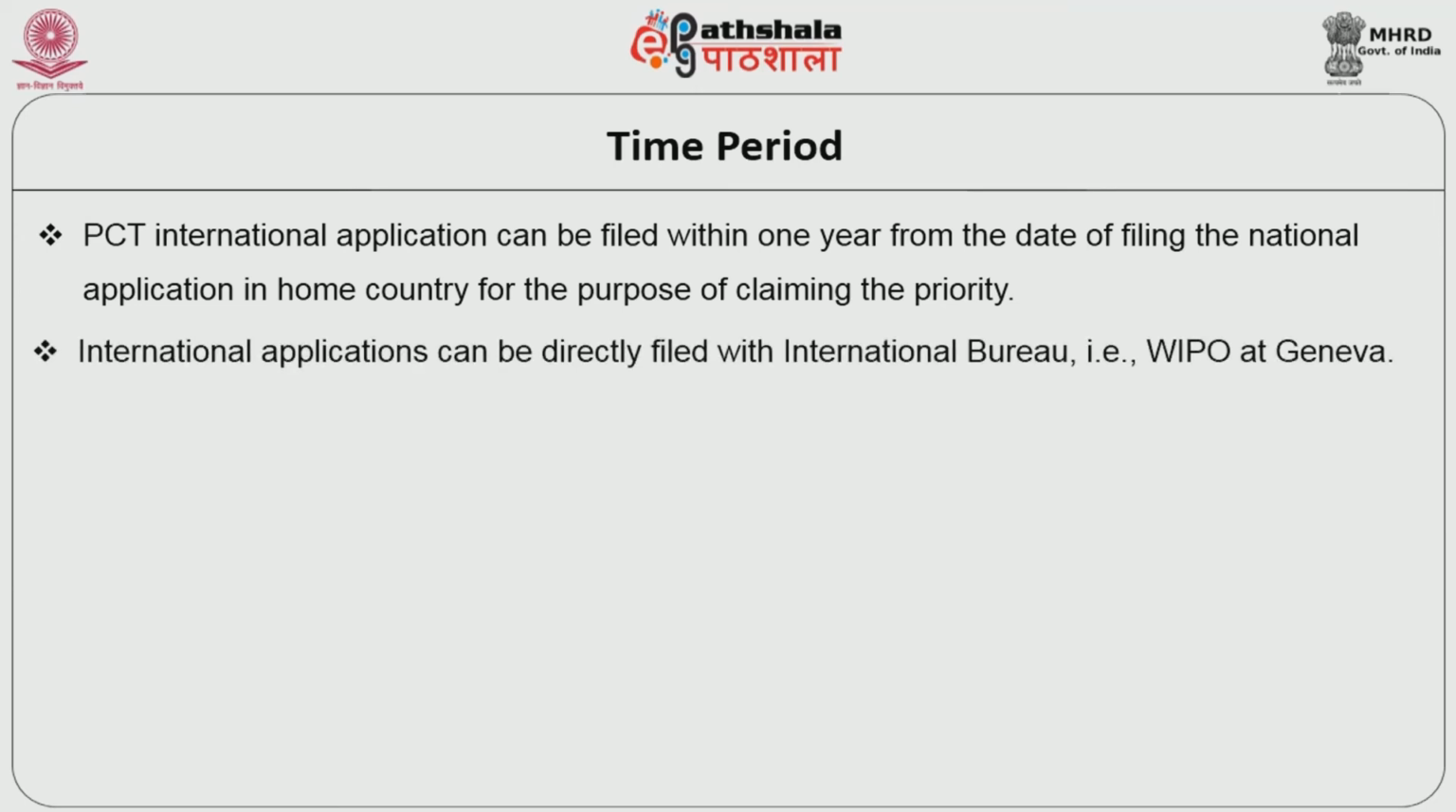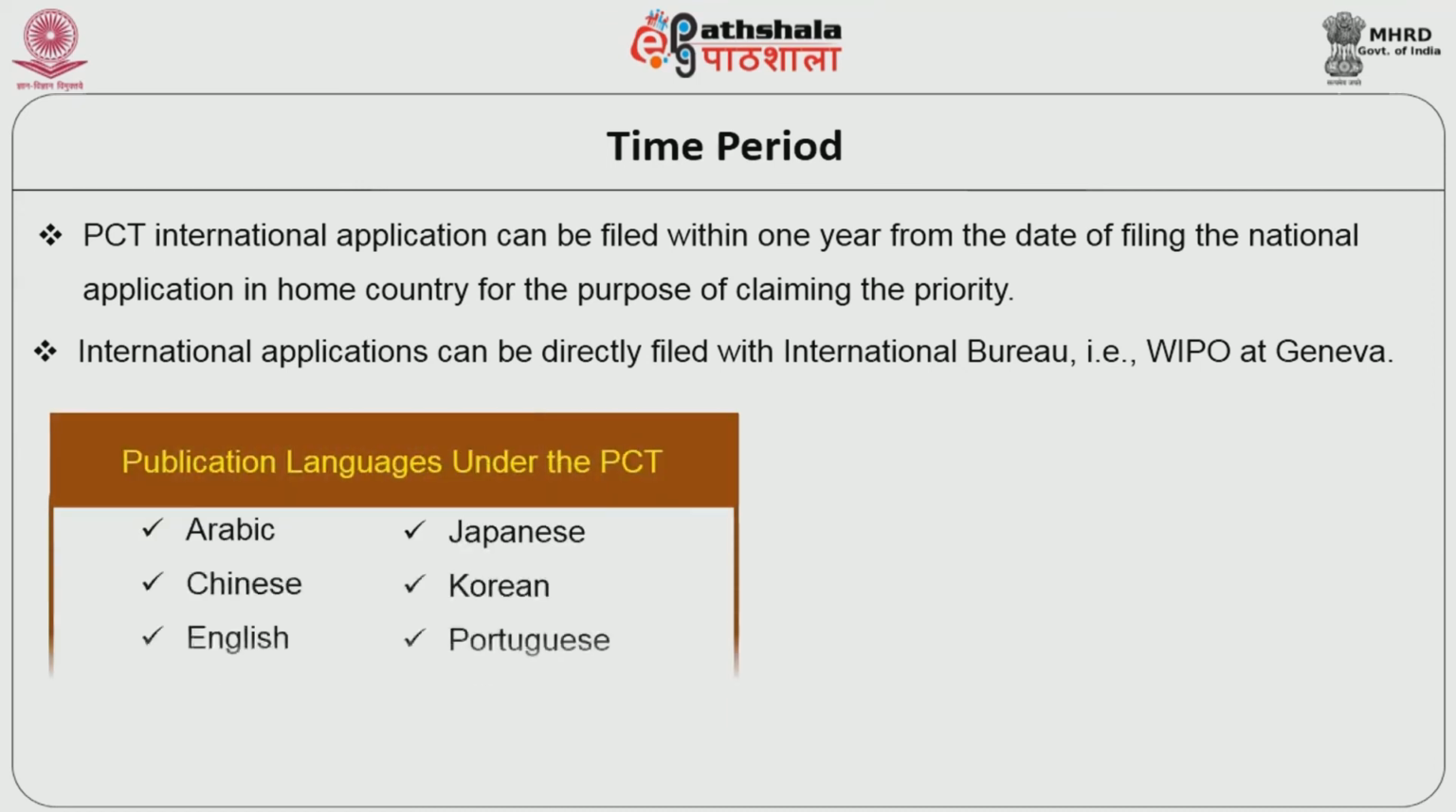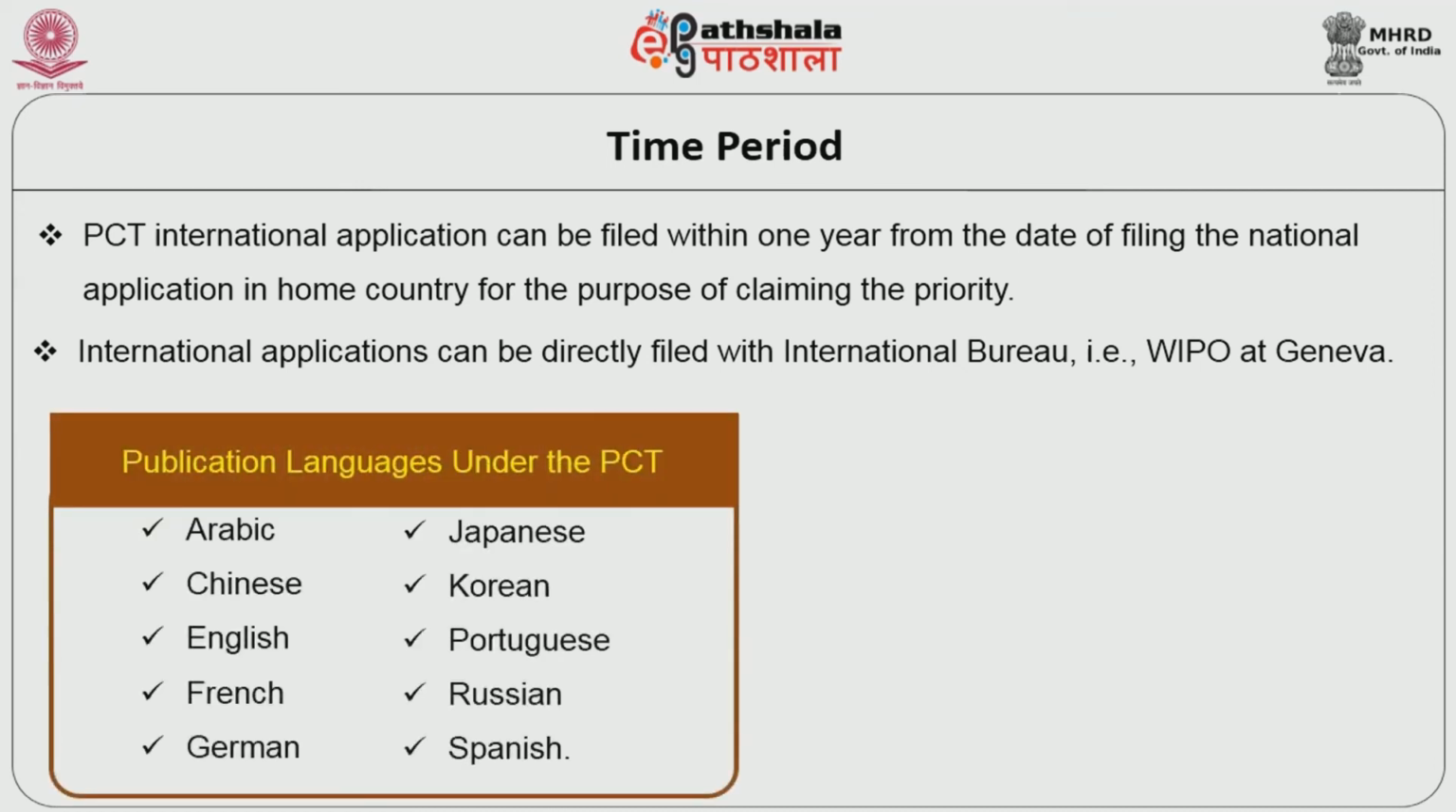So it can be filed directly, that is, the international application can be directly filed with the International Bureau, that is the World Intellectual Property Organization located at Geneva, Switzerland. It is a receiving office. It can be submitted in any one of the 10 languages which are listed in the Patent Cooperation Treaty, that is Arabic, Chinese, English, French, German, Japanese, Korean, Portuguese, Russian or Spanish. Any one of the languages it can be written and it can be filed in the WIPO office at Geneva.